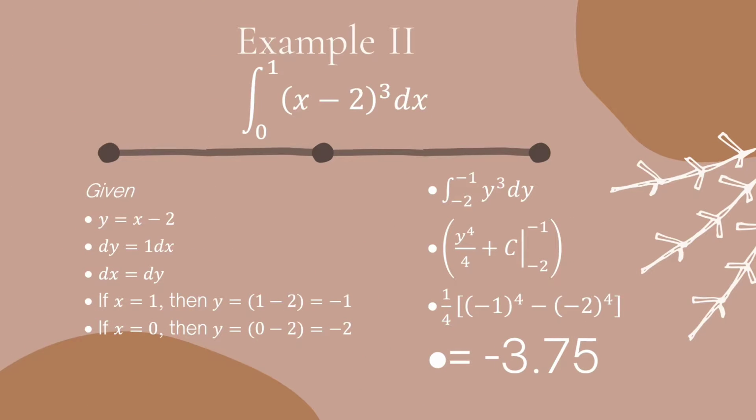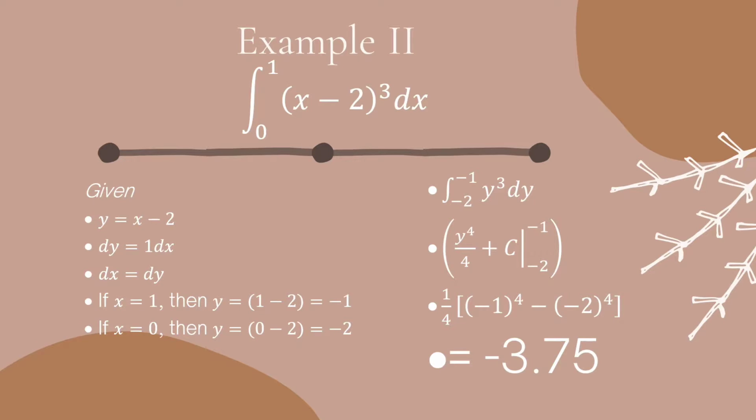So next example naman is the integral from 0 to 1 of (x minus 2) cubed dx. So kunin din muna ulit natin yung y which is x minus 2, then kunin natin yung derivative nun which is dy is equals to dx ulit. So pwede natin sabihin is na yung dx ay equals ulit sa dy.